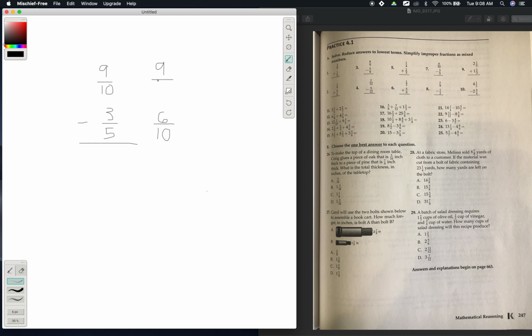Now here is our new number. So 9 minus 6 is 3. Bring down the 10. And there we have it. I'm going to check something real quick here.